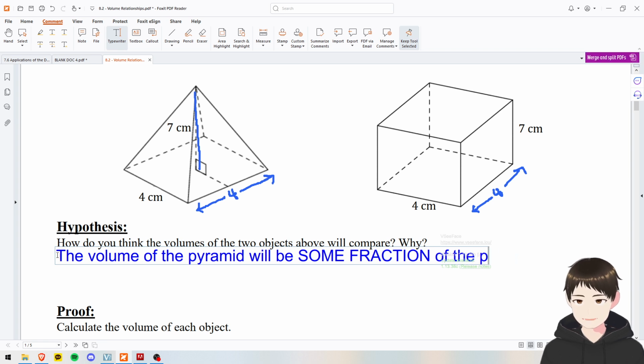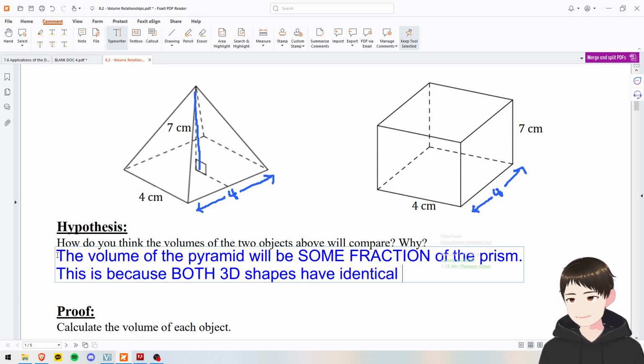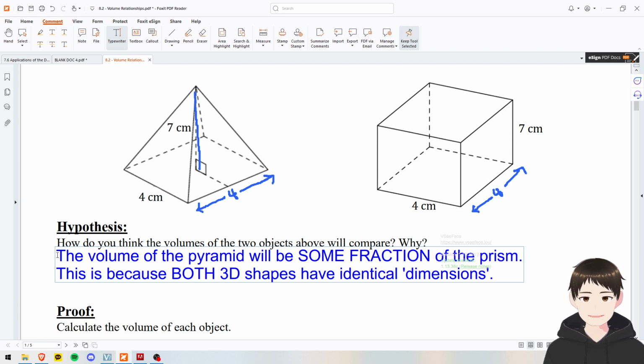Or of the prism. Why? Well, this is because both 3D shapes have identical "dimensions." Okay, so there must be some relationship in terms of length, width, and height. They're exactly the same. There's got to be some kind of connection between the two.